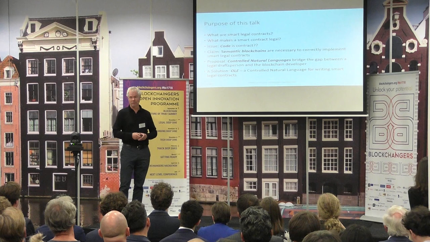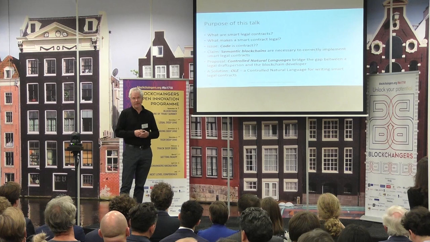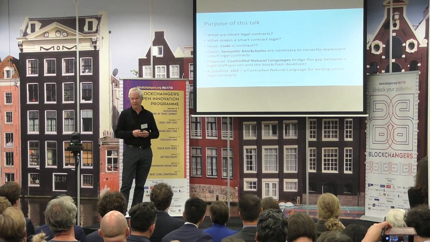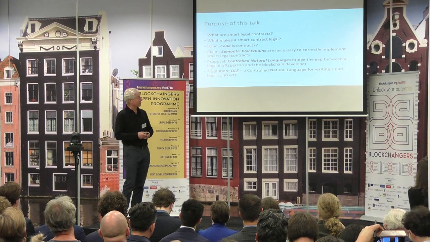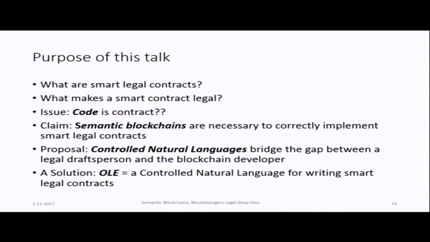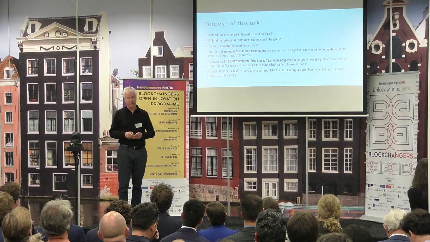I think that a so-called controlled natural language could perform the important role of a facilitatory intermediate language, bridging the gap between the domain expert, in this case the lawyer, and the software developer. I also want to show you a particular solution in this solution space. I'm going to present a language called OLE, from Objects, Logic, and English, as an example of a controlled natural language for writing smart contracts.